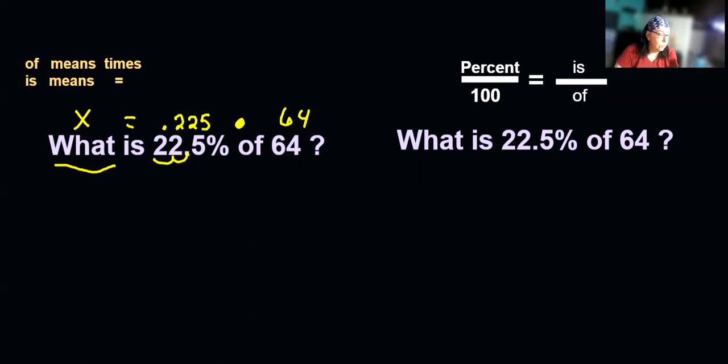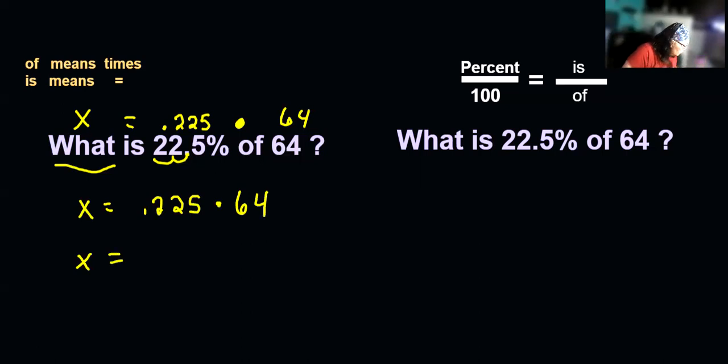All right, so let's go ahead. I have X equals 0.225 times 64. And if I do that on my calculator, 0.225 times 64, I get 14.4. So 14.4 is 22.5% of 64. That makes sense.